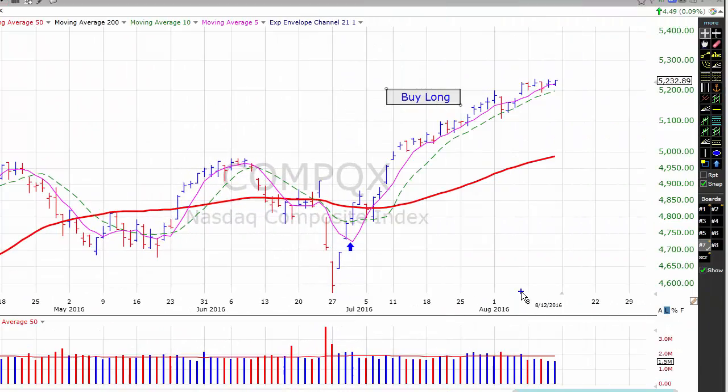Let's start by taking another quick look at the Nasdaq Composite. Yesterday, or Friday, the Nasdaq closed above its 5-day simple moving average, which we show in pink, and its 10-day simple moving average, which we show in green. The 5-day is trading above the 10-day, which is our definition of a buy-long signal. A buy-long signal indicates that swing traders can be looking for long positions in this market. We currently hold 5 swing trade positions.